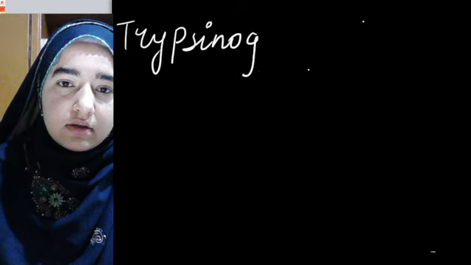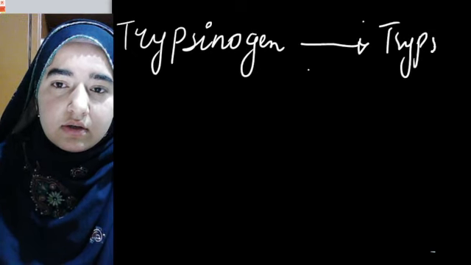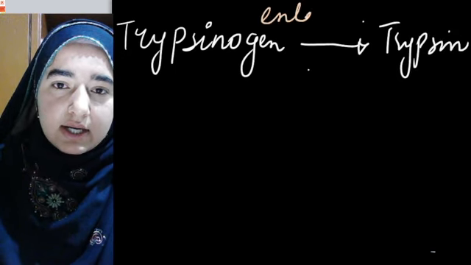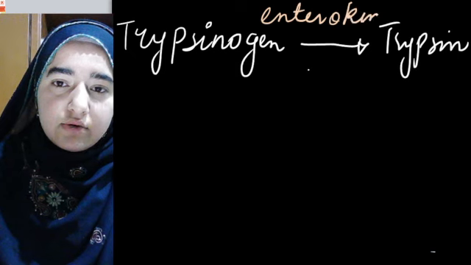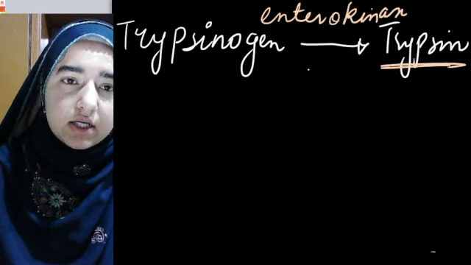Trypsinogen gets converted into trypsin with the help of an enzyme known as enterokinase, and this trypsin activates other enzymes of pancreatic juice.